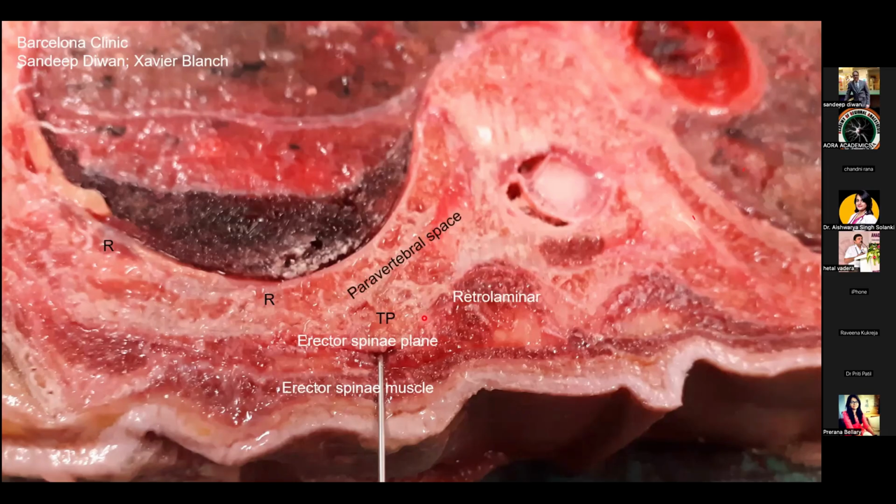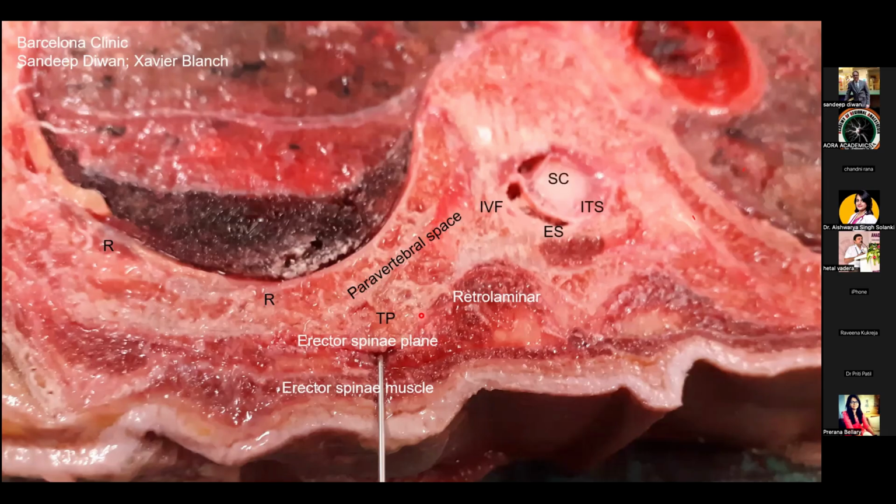So somewhere between the retrolaminar area and the paravertebral space, and the erector spinae plane and the paravertebral space, this would be the space which we now call the intertransverse space. I call it the interligamentary space, or the costotransverse space, as it was called in the past. There are so many terminologies, but nowadays the ITP is supposed to be the term used in this case. That is the intervertebral foramen. This is the epidural space, and that's the intrathecal space.